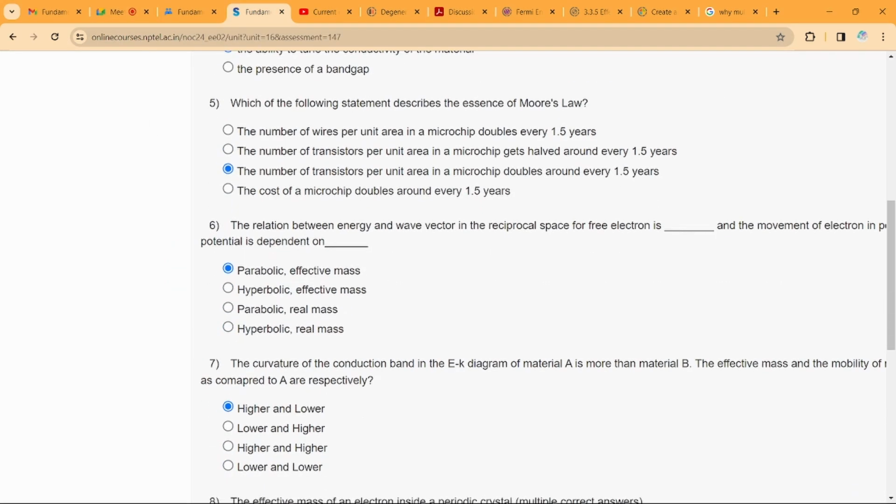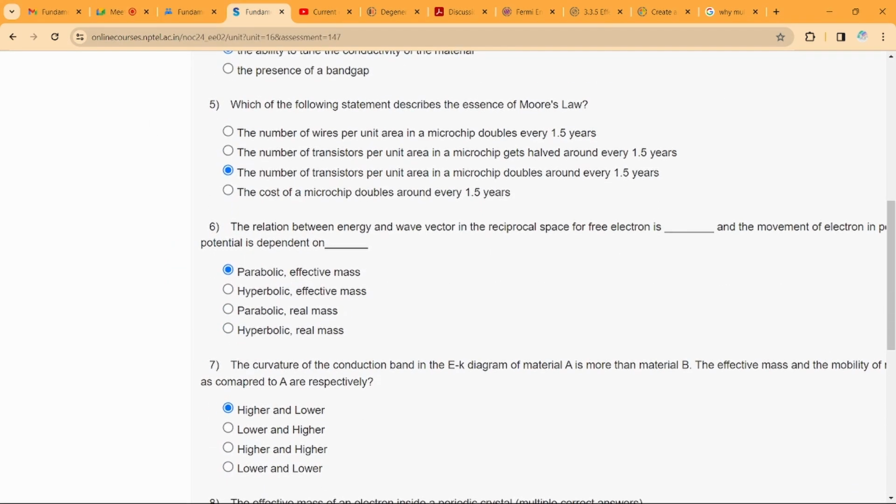So the next question is the 5th question. If anyone has a doubt in this one, you can ask me. This was the 4th one, and the 5th question I will just check. Which of the following statements describes the essence of Moore's law?